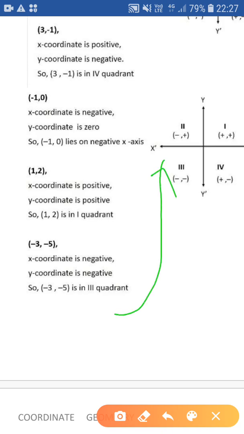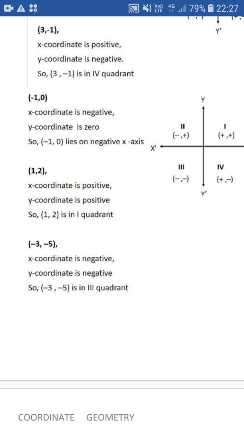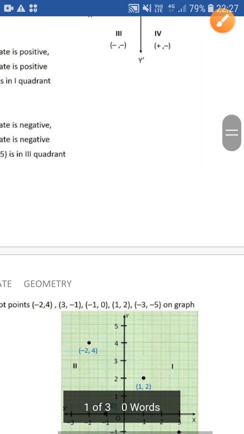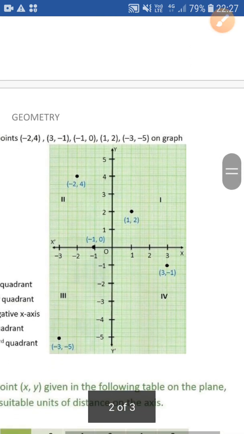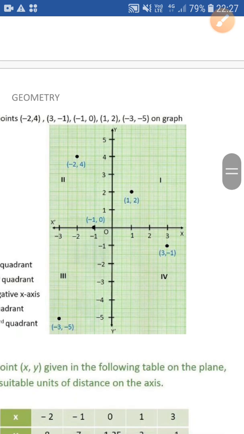Now you have to verify by actually plotting these points on the Cartesian plane. So let us plot these points. You can see, when we are plotting these points on the graph paper, we are taking equal distances.